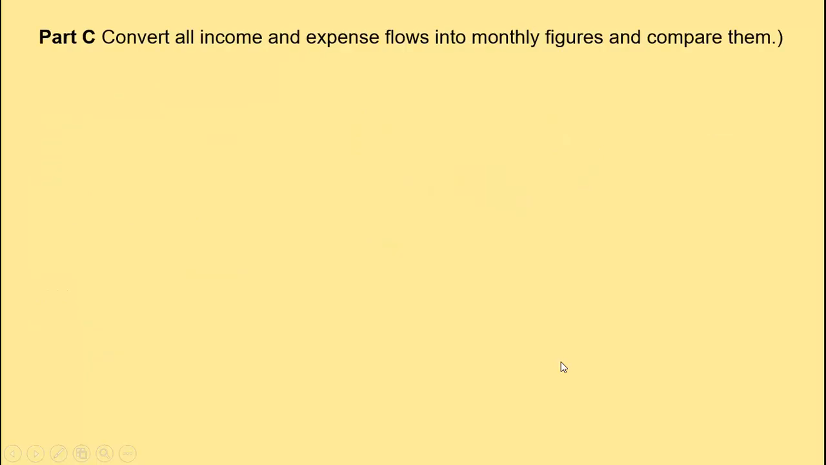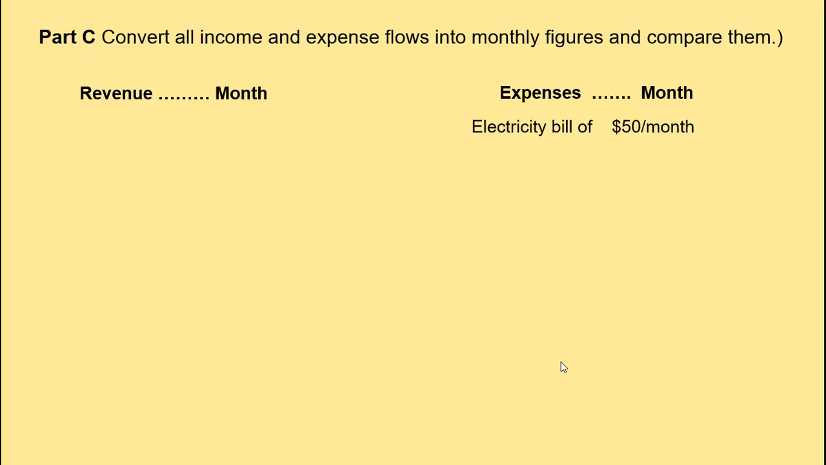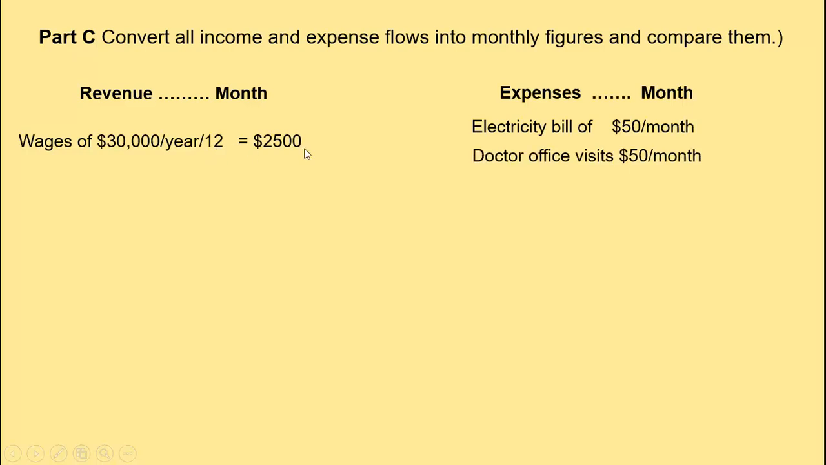Next, let's look at all of the income and expense items and put them on a monthly figure and see what they come out to per month averages. So the revenue on a monthly basis and expenses on a monthly basis should be as follows. Electricity bill, $50 a month. Wages, and I'm doing this in the order they were listed on the sheet. Wages, $30,000 a year, divided by 12 months would be $2,500 a month. Doctor's office visits, $50 a month.